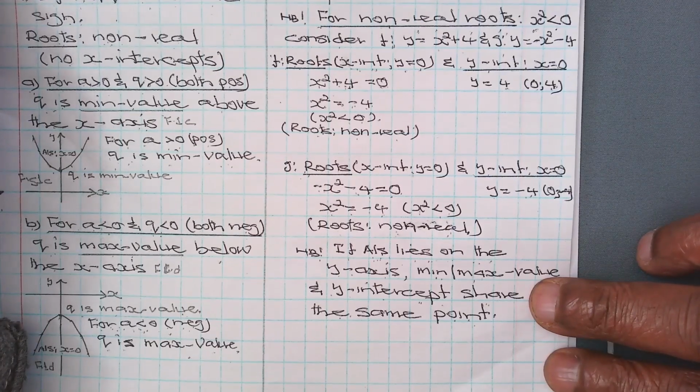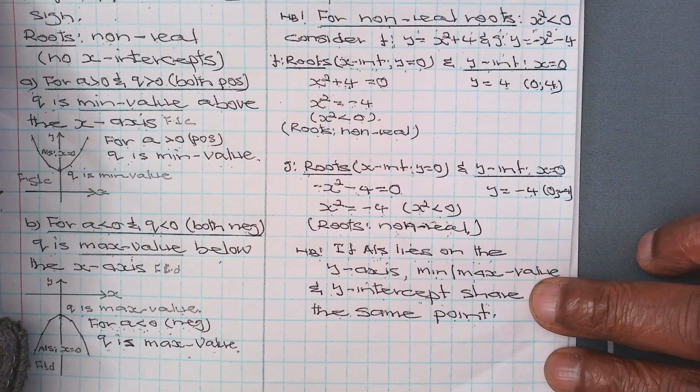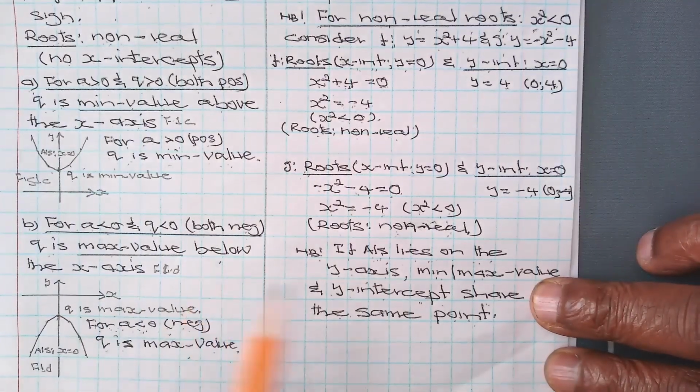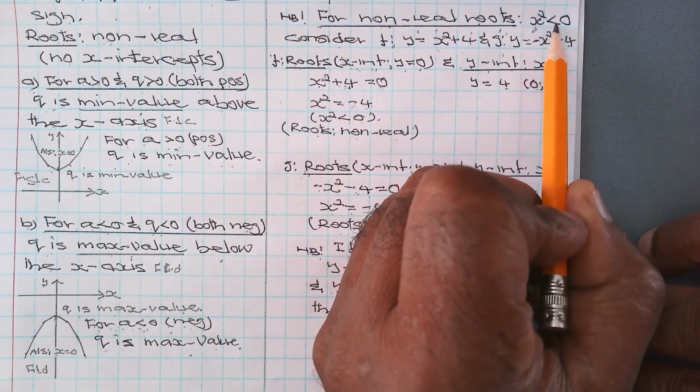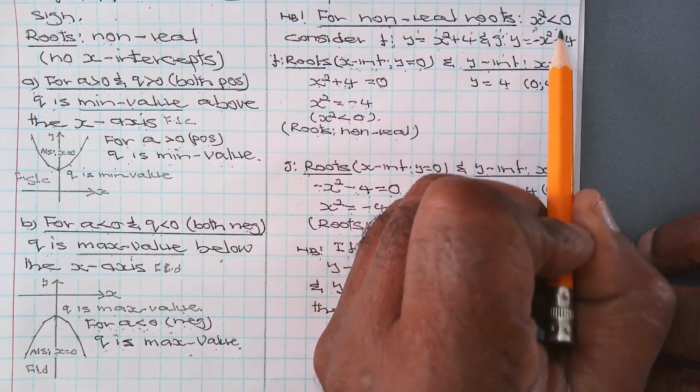In the next lesson regarding parabolas, I'm going to show you what to avoid. We're going to talk intensively about this value, x less than 0. It is very critical.